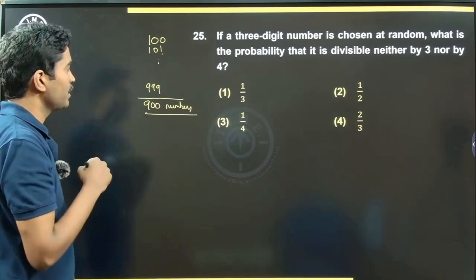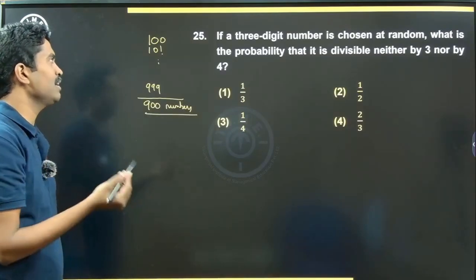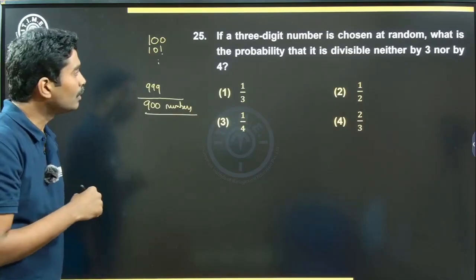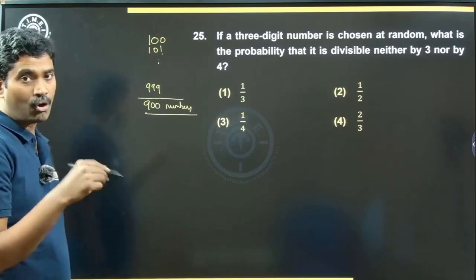If a 3-digit number is selected at random, what is the probability that it is divisible neither by 3 nor by 4? All right. So how many of these numbers are divisible by 3 or 4 or both?